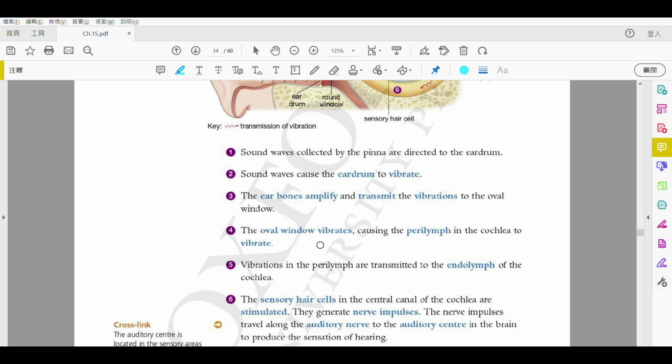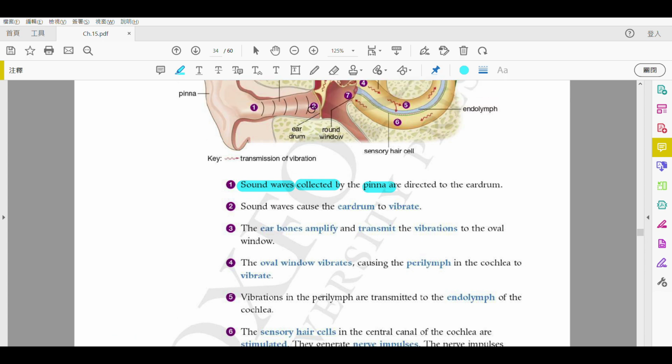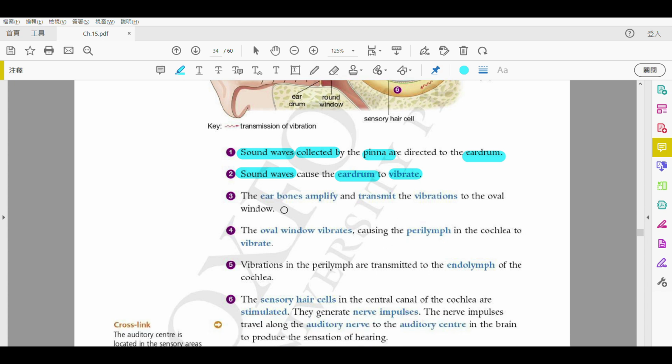So first of all, what is happening? Let's look at the words first. So the sound waves are collected. How are they collected? By the pinna, the ear flap. And then they will pass through the auditory canal to the eardrum. What is the function of the eardrum? The eardrum will convert the sound wave to vibration. So the eardrum will vibrate. And then it will go to the ear bones.